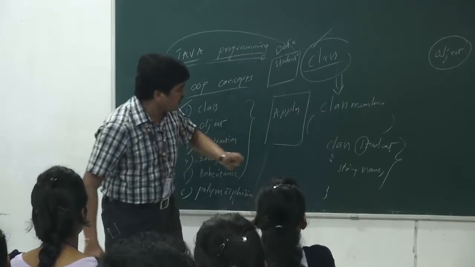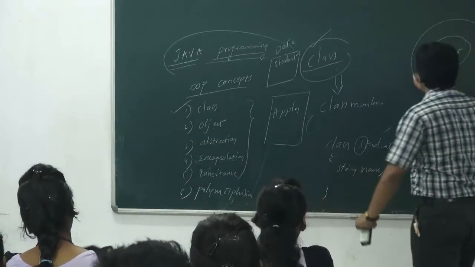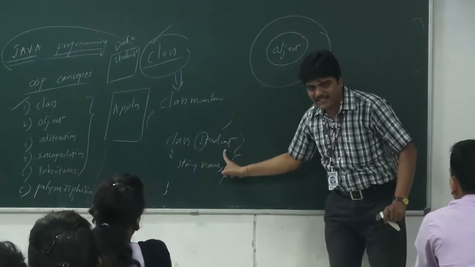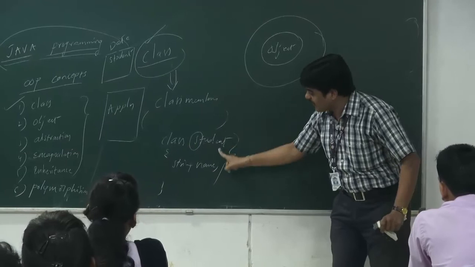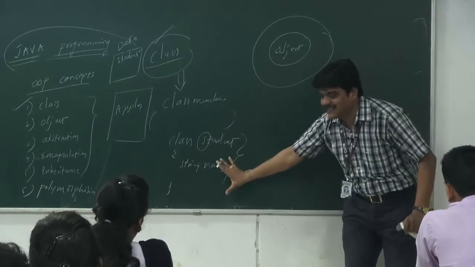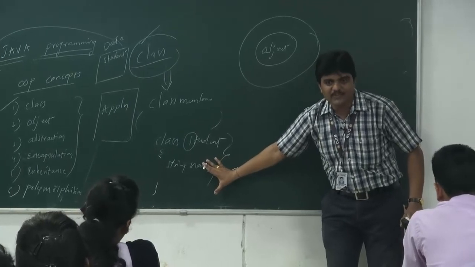Because here in this case, what is the meaning of creating an object? Whenever we are creating an object for this class, that object gives the dynamic memory allocation for these class members. All of you clear this one?